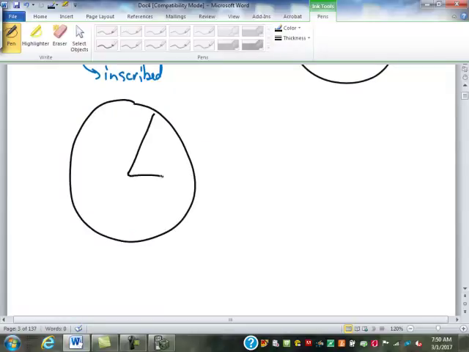So here's my central angle, and let's say that this is a 74 degree arc. So obviously this is 74 degrees. If I move the vertex of that angle closer to the arc, that angle gets larger. That's got to be greater than 74 degrees.